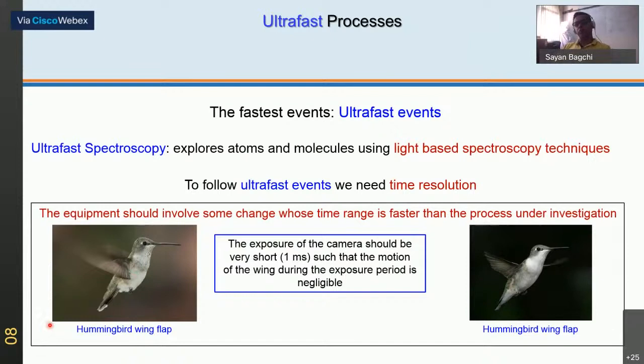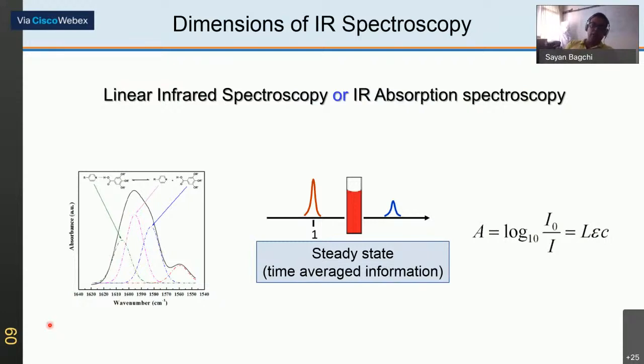However, if the exposure is more than the time scale of the flapping of the wing of the hummingbird, then I will get an average. So if I want to study, let's say, a picosecond process, I would need a femtosecond pulse. Before I go into the pulse, because we're talking about infrared, two-dimensional infrared spectroscopy, I talked about spectroscopy, and I told you this is an ultra-fast process. We have talked about what is ultra-fast, and the time scales and the distance correlations with the time of light.